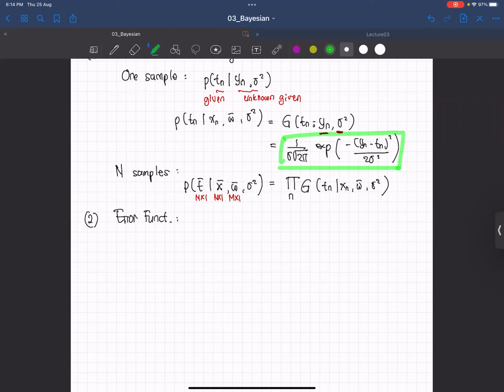X bar is n by 1. Well, don't get confused in this case. You are right, I may have confused you, perhaps. Previously, we had this notation that Yn equals the sum, in terms of the polynomial function, for m equal to 0 until m minus 1, of Wm times xn to the power of m, right?